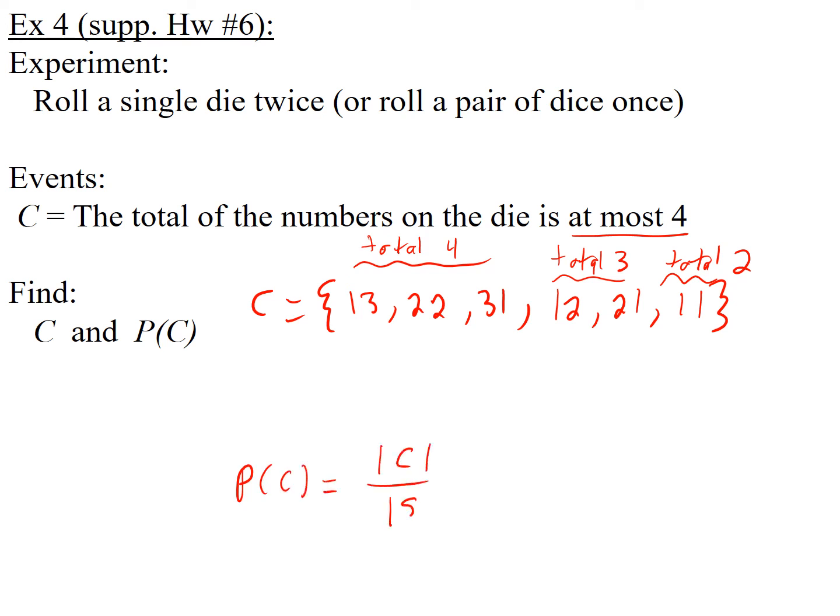Once again, let's find the probability of C. Formula is absolute value of C over absolute value of S. How many things are in C? Look up there, it looks like there's 6 things. 36 total. And that's the answer to that probability. Alright, hope you guys are getting the hang of this by now. I'm sure you are. Let's go ahead and knock out the rest of them.